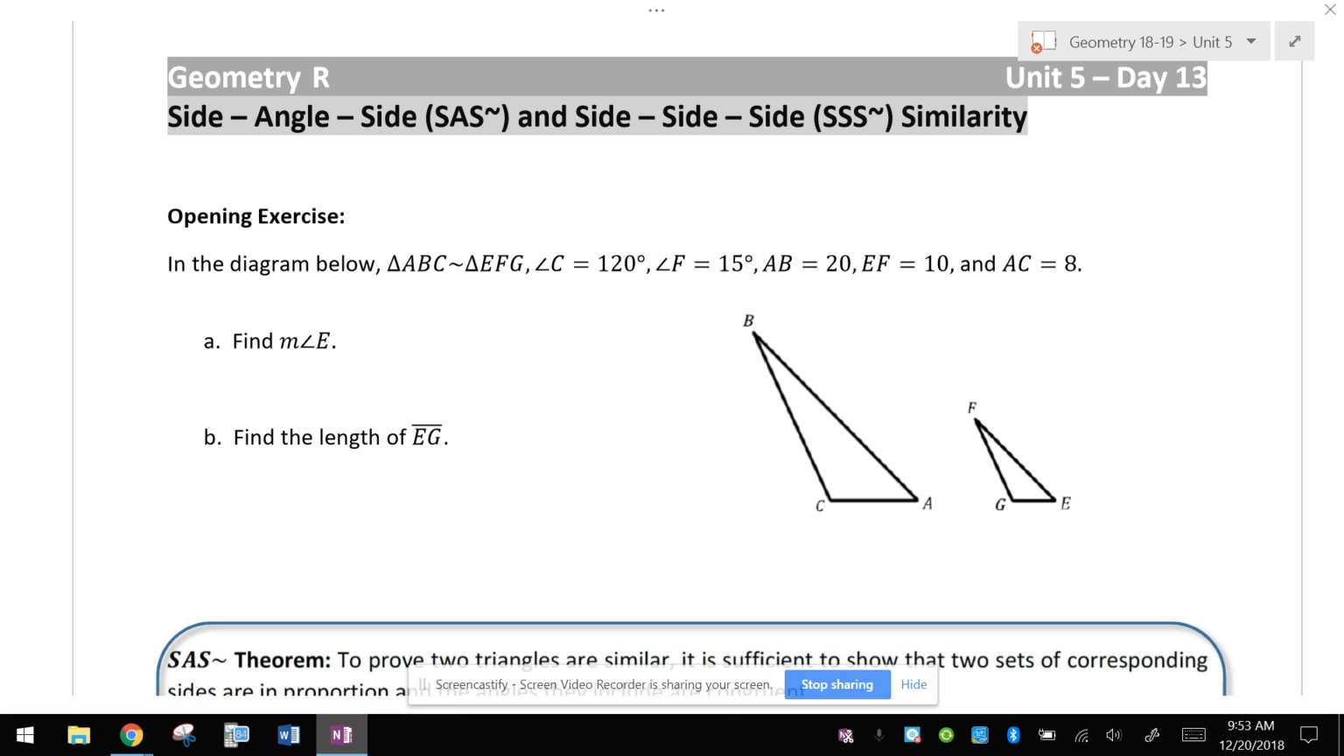Okay, you guys get to listen to Mrs. Vibber because she's not here. Talk to you about side angle side and SSS similarity.